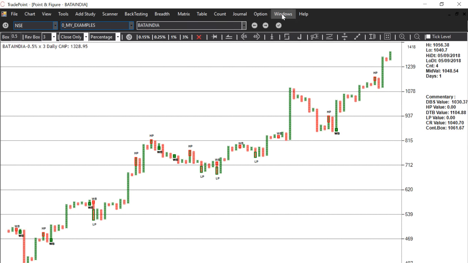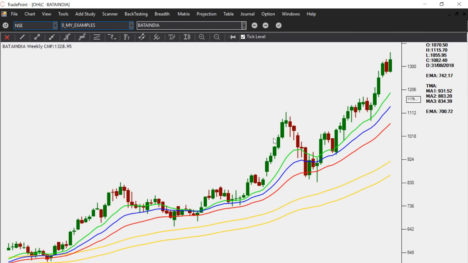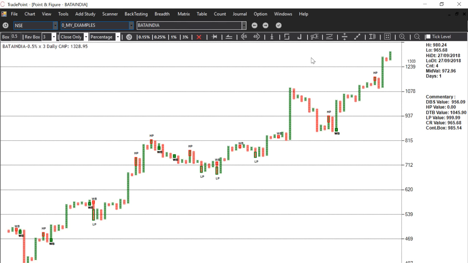Another example is Bata India. In Bata India, we can see such a beautiful rally right from 550 levels to today. It has closed around 1328 rupees, and whenever we see corrections happening, in those periods also the moving averages are still aligned, and then once it takes support above the channel and resumes the trend, we can look for bullish patterns in those areas and we can trade them.